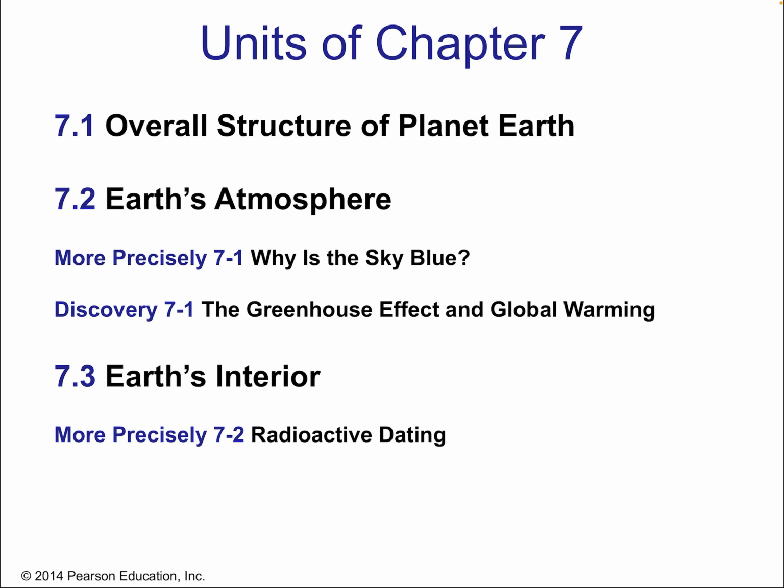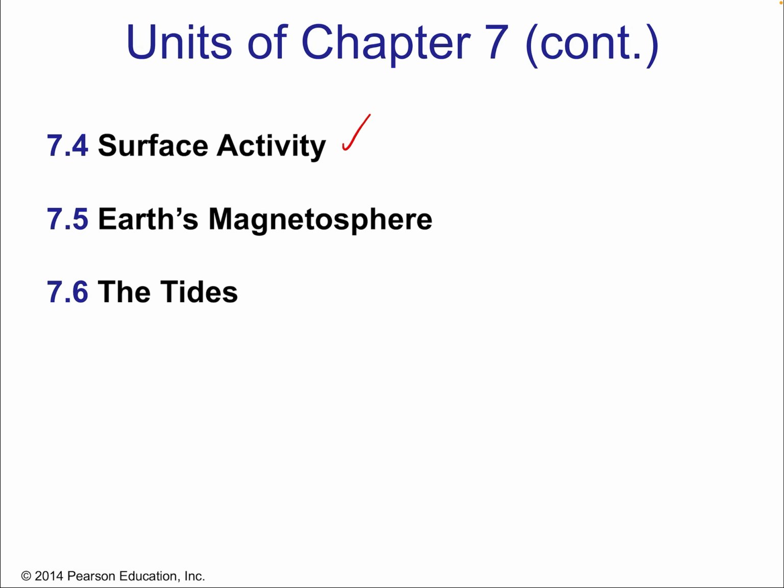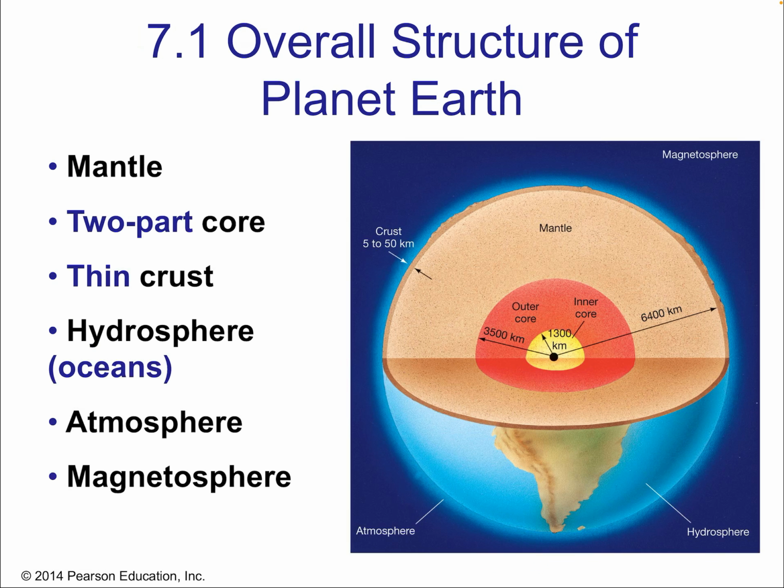Okay, so we're going to have a quick overview section, just talking about the overall structure of the planet. Then we're going to get into the details. We're going to talk about Earth's atmosphere, its interior, and the surface. We'll also talk about the magnetosphere, which is above the atmosphere, also penetrates the atmosphere, but it's the biggest structure. And we'll talk about Earth's interaction with its moon that creates the tides. All right, so let's get to the overall structure.